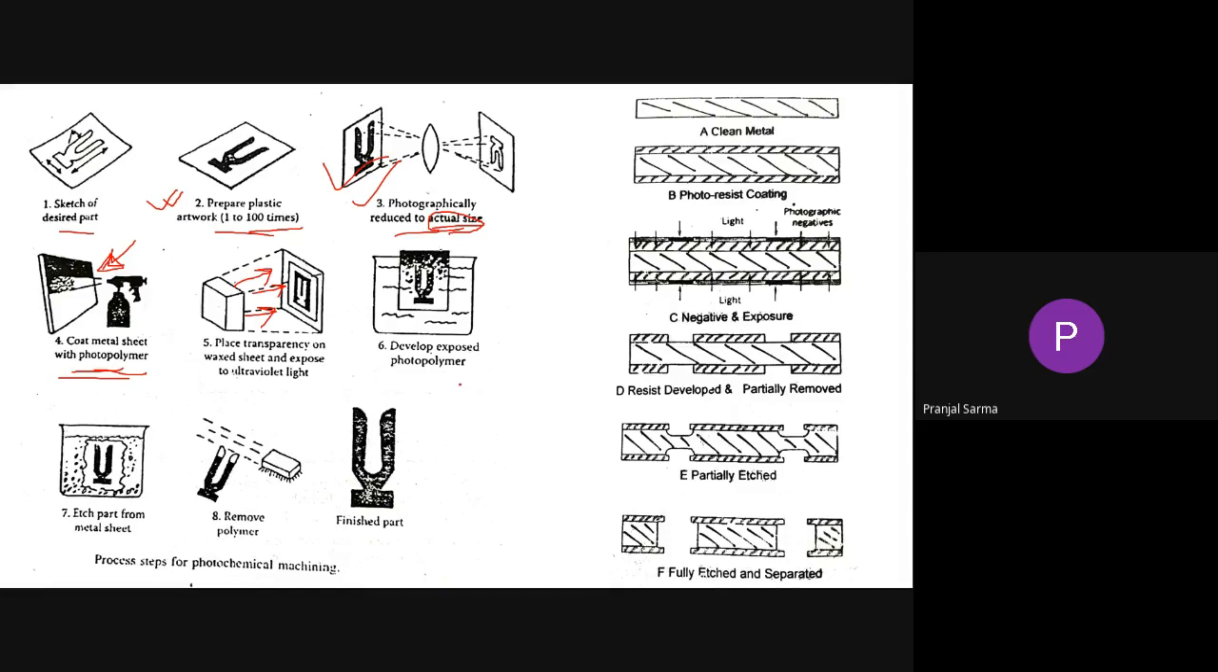After that we'll be using a developer to develop it, and we'll go for the etching. Then the chemical dissolution will happen, and we are going to get that particular part. From that part we remove the photoresist polymer layer that was there, and we get the final part. Okay, so is it clear?